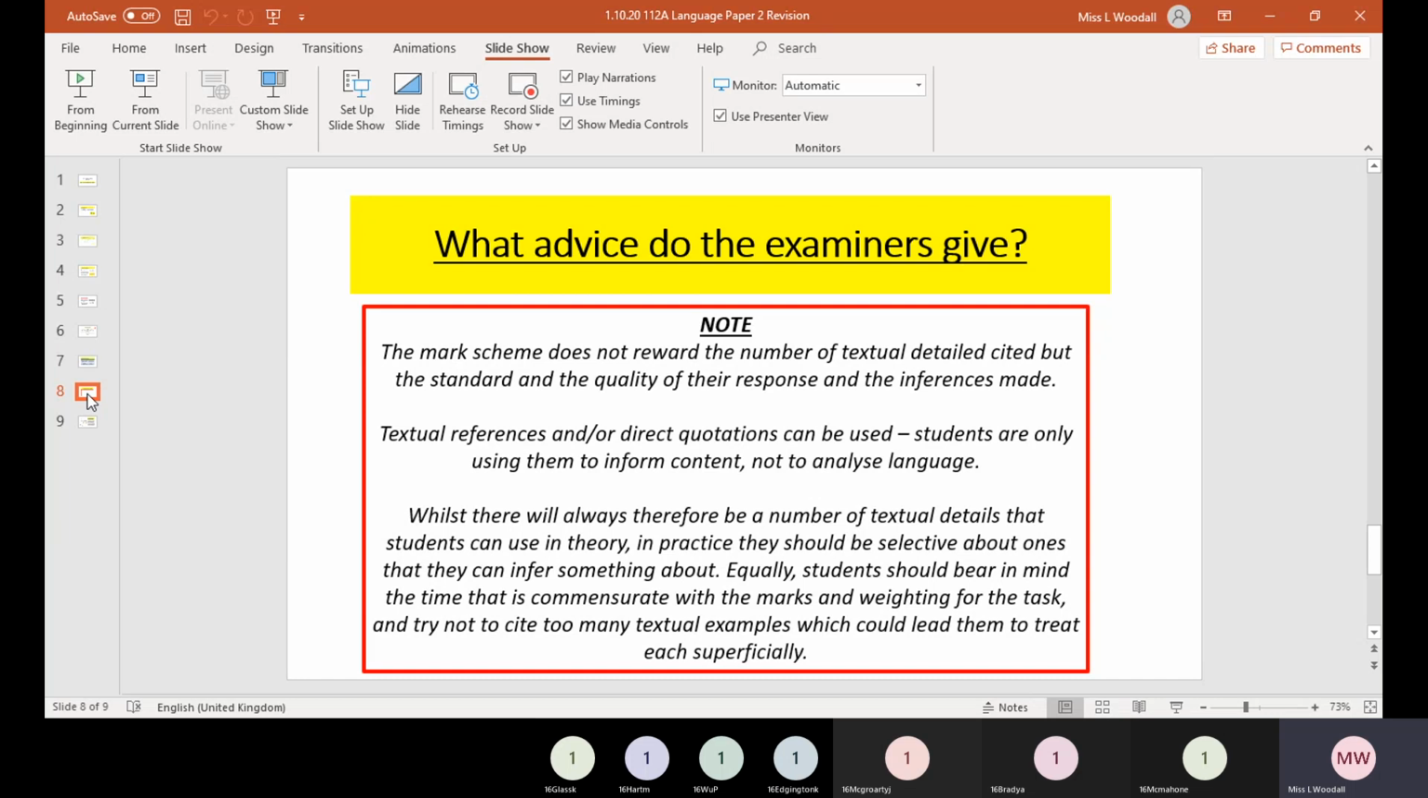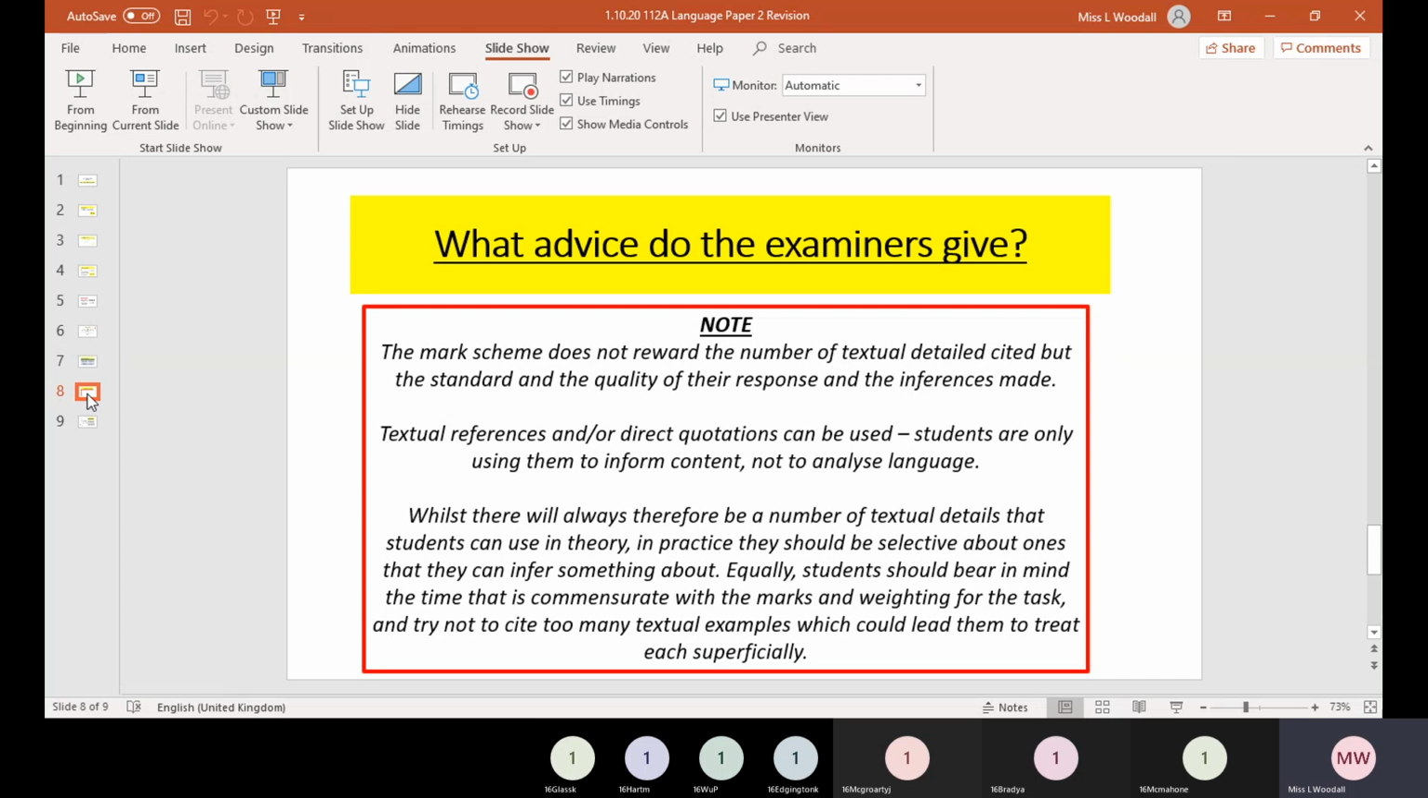So the first thing, when it's saying whilst there's a number of textual details, what that's saying is the texts are going to have loads of things you could comment on, but this is where you have to show that you are being selective, and you have to show that you are being judicious, which means you're picking very carefully the evidence that you use rather than just going for the first thing you can see. Equally, what it means there is just saying that the amount of time you should spend on this question is very much in line with the amount of marks. So we already know 8 marks, roughly 10 minutes.